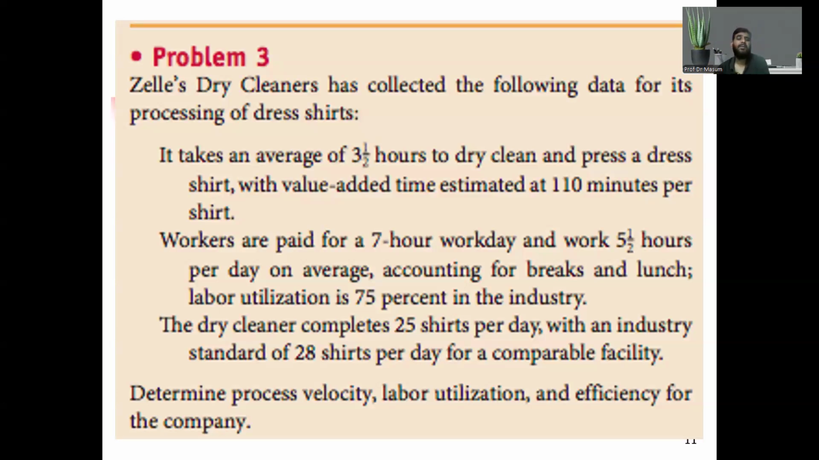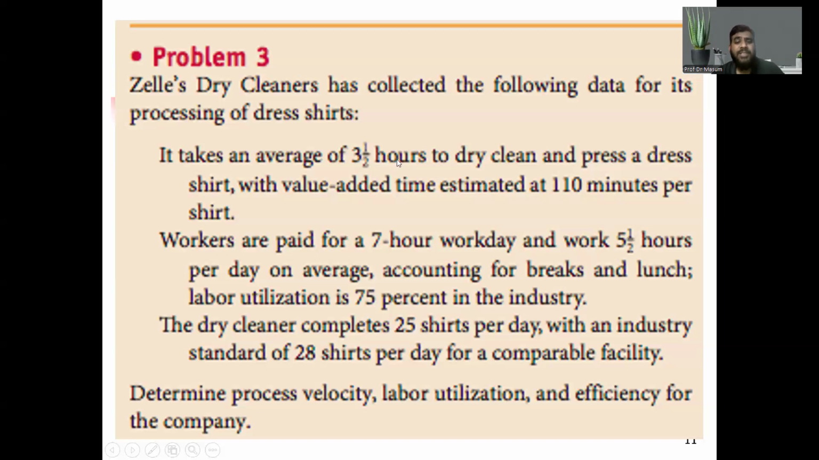210 divided by 110. 1.9. It will be around 1.9. When it will be equal to 1, it indicates that the process throughput time and value added time are the same. All right.